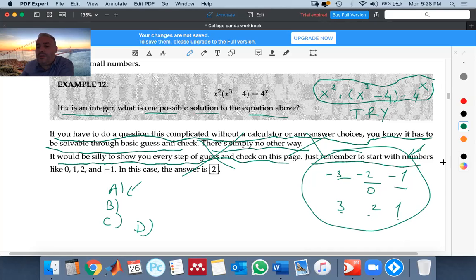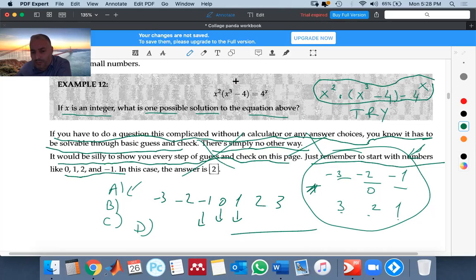So it will be silly to show you every step of guess and check on this page. Just remember to start with the numbers 0, 1, 2, -1. So I'm saying that try one of them. Do it like this: 0, 1, -1, 2, -2, 3, -3. But start with 0. Look at 1. Look at -1. So how far are you from the result? I mean, let's say 2 is equal to 4 or -7 is equal to 1, something like that. So you can guess also whether it's better to use 2 or better to use 3. Don't worry about this. You will not see this kind of question. I don't think so. But if you see, try. Okay, just put in a number. Tamam?